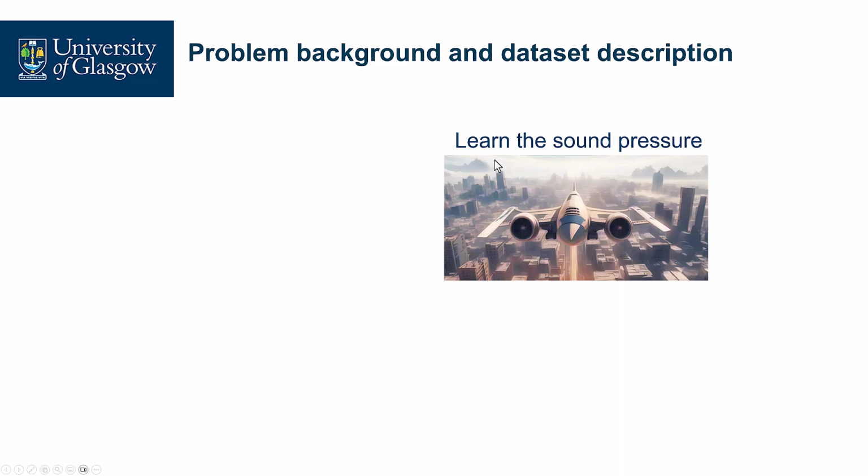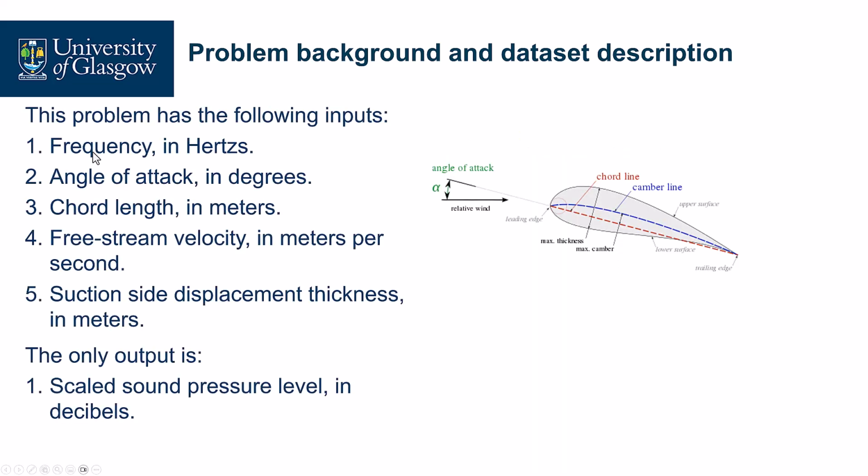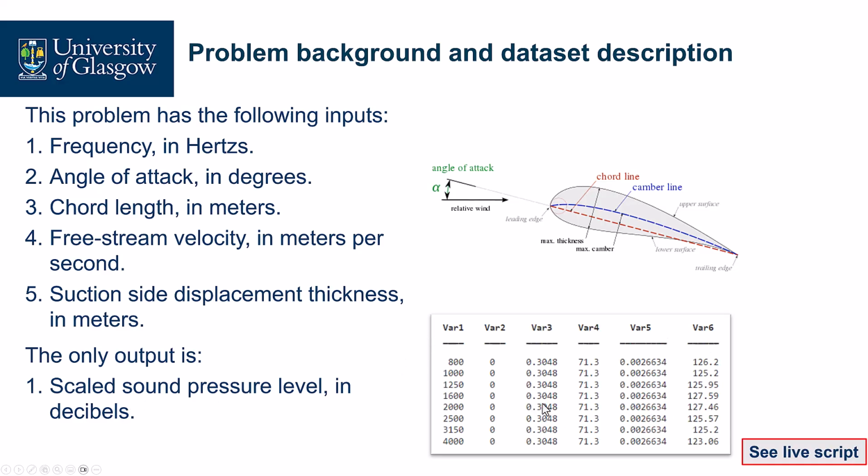In this case, it's a regression problem. We want to learn the sound pressure of aircrafts. There are 5 inputs, which are the frequency, the angle of attack, the chord length, the free stream velocity, and the suction side displacement thickness. The only output is a scaled sound pressure level. We can see it here. We can see that the data are of different scales, right? So remember this, and we will see it later.